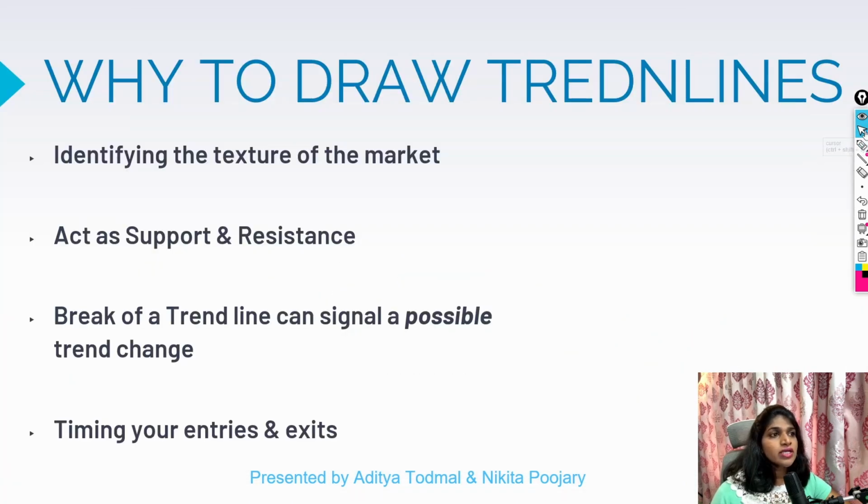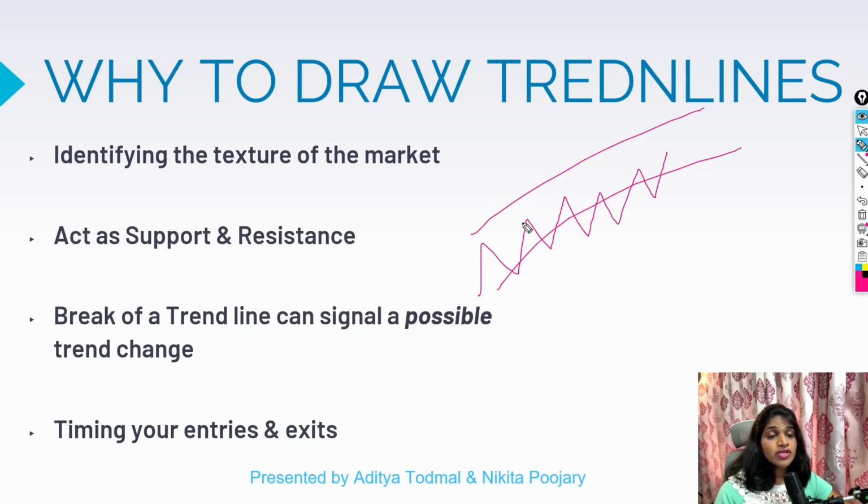Now let's understand why to even draw trend lines. As I explained, it helps us to identify the texture of the market. Now, why is it important to know the texture of the market? It's because we have to align our trades according to the current texture of the market. Let's say the market is in an uptrend, which means the market is on a buy on dip mode. That means we have to align ourselves on buy on dips mode.